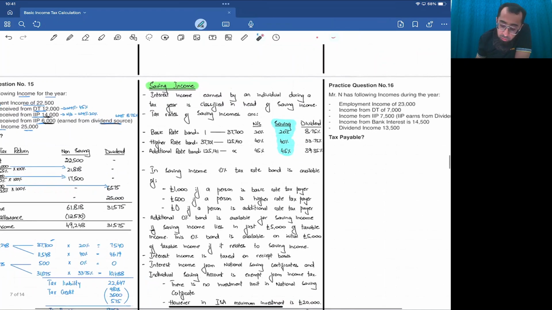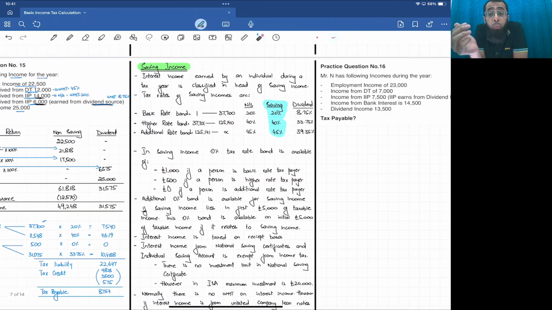Now, in the next class, we'll be moving forward towards the saving income rules, how the interest income is taxed. We'll look at that, and a series of practice questions for that, and so on we will move. I hope that you guys are understanding, and you must have got an idea of how I teach the course.